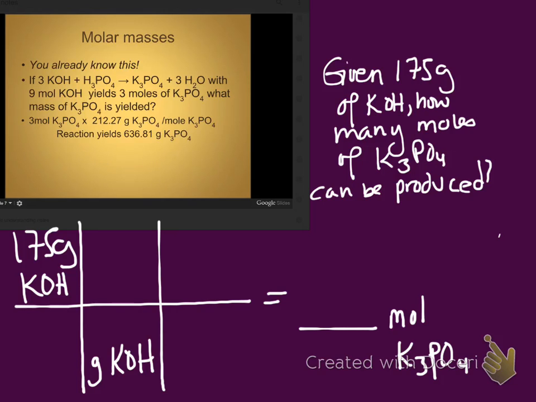To go from grams of potassium hydroxide to moles of potassium phosphate, we're going to have to do what? We have to go through a mole ratio. But to get to a mole ratio, we have to go from a mass in grams to a number of moles. How do we do that? We do a conversion into moles. So, do we have the molar mass of potassium hydroxide?